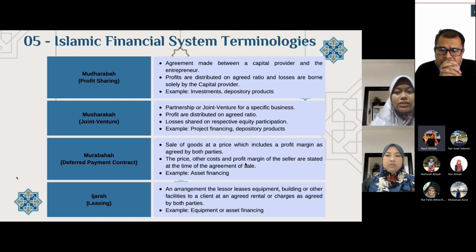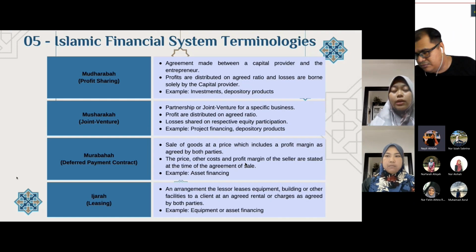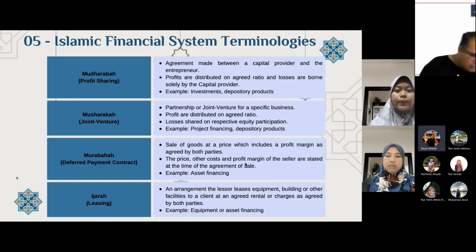And let's say for ijarah, which is leasing, this contract refers to an arrangement under which the lessor leases equipment, building or other facilities to a client at an agreed rental or charges as agreed by both parties. For example, equipment or asset financing.